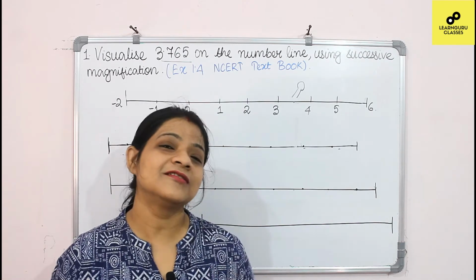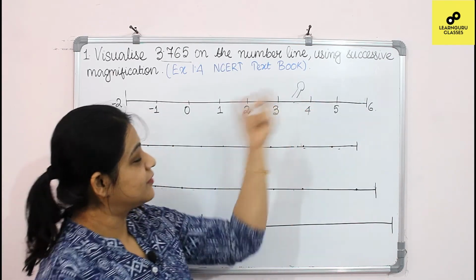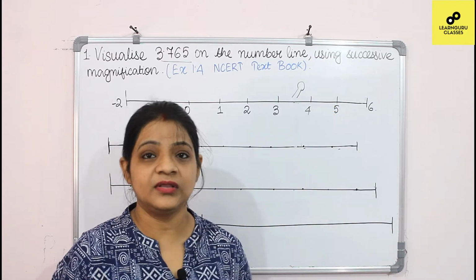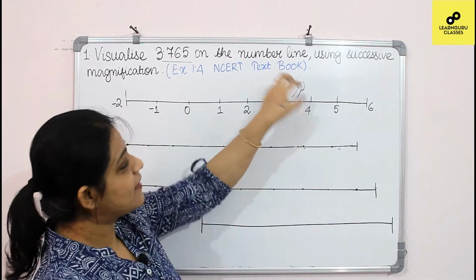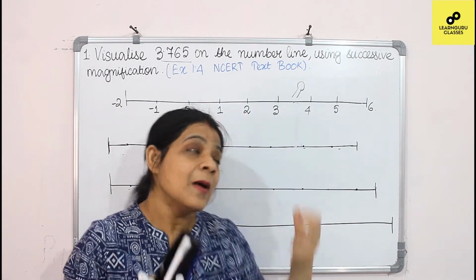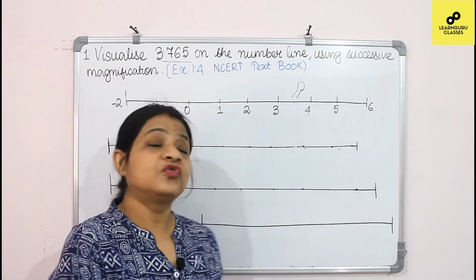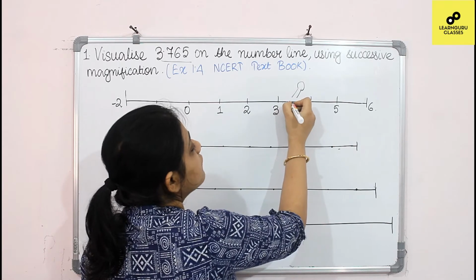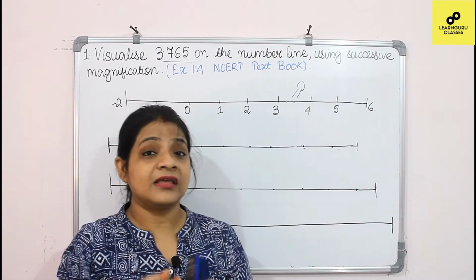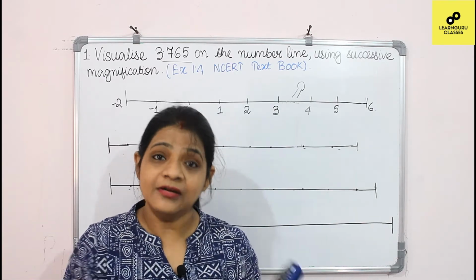Now coming here, 3.765 is the clue and the area under suspicion is between 3 and 4. So 3.765 will lie somewhere between 3 and 4. So I am placing the magnifying glass here. What will the magnifying glass do? The magnifying glass will try to enlarge the area so that all the small minute details of this particular area get enlarged and gain more clarity.